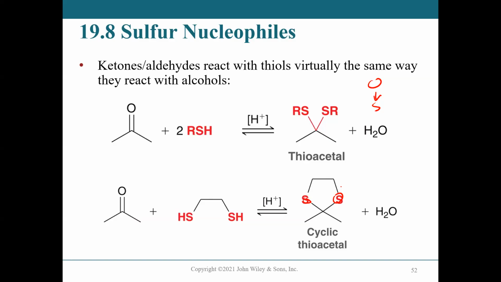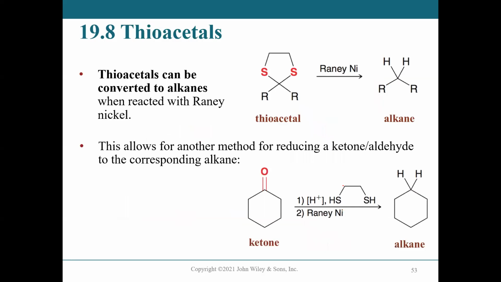So why do you think they do this? Well, they put these on as protecting groups. This is a protecting group right here. Thioacetals can also be converted into alkanes. If we use this compound called Raney nickel, we'll take this thioacetal into an alkane.